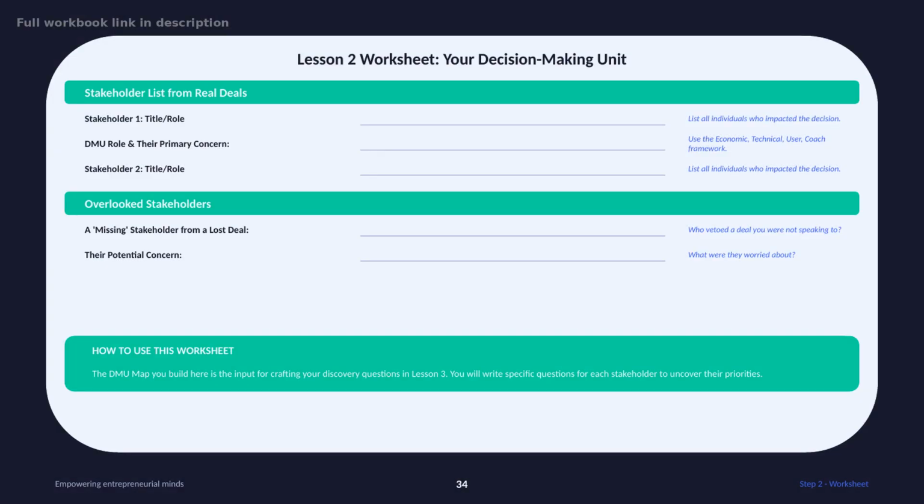Pause the video and open your workbook to the Lesson 2 worksheet. Under Stakeholder List, write each person's title and role for every individual who impacted the decision. For each one, note their DMU role and primary concern using the economic, technical, user, coach framework. Then under Overlooked Stakeholders, name a missing stakeholder from a lost deal and write down what you think they were actually worried about. If you don't have the printed workbook, your own notes work fine. What you write here is the direct input for crafting discovery questions in the next lesson. You'll write specific questions for each stakeholder to uncover exactly what they care about.